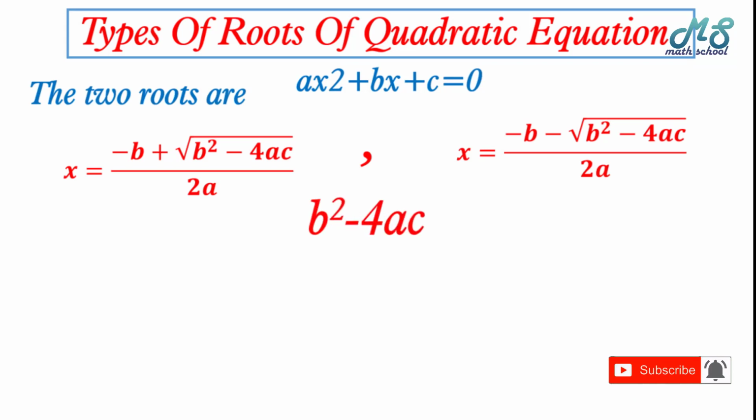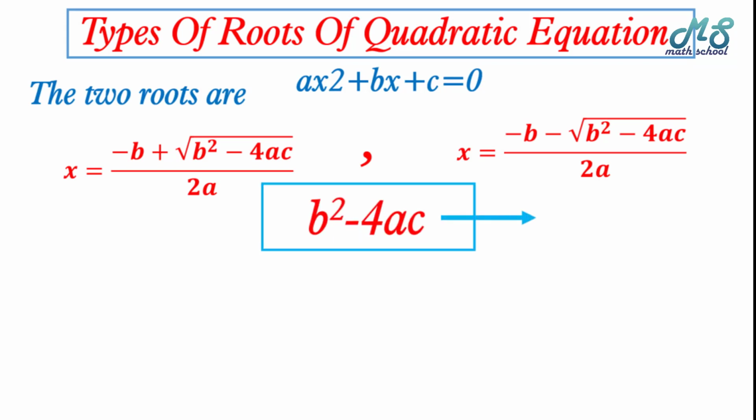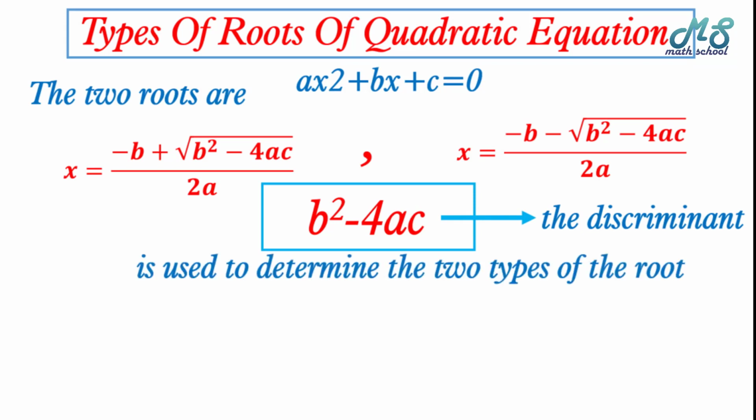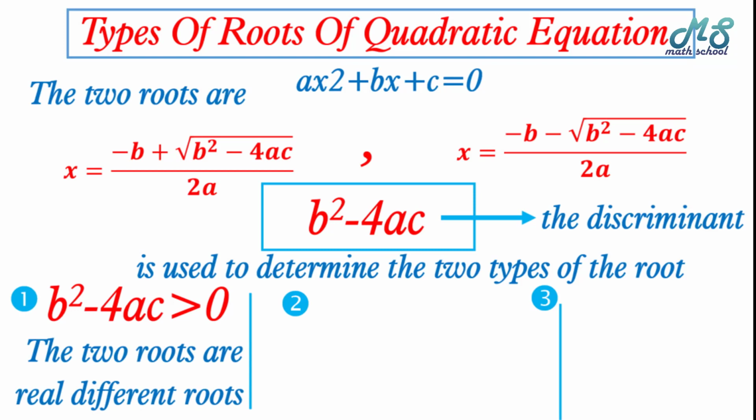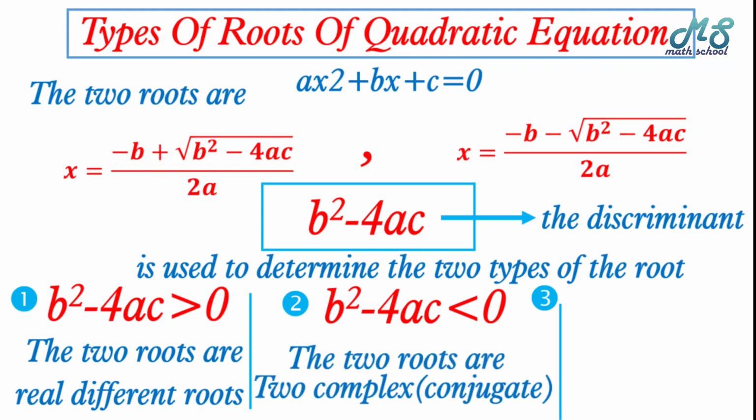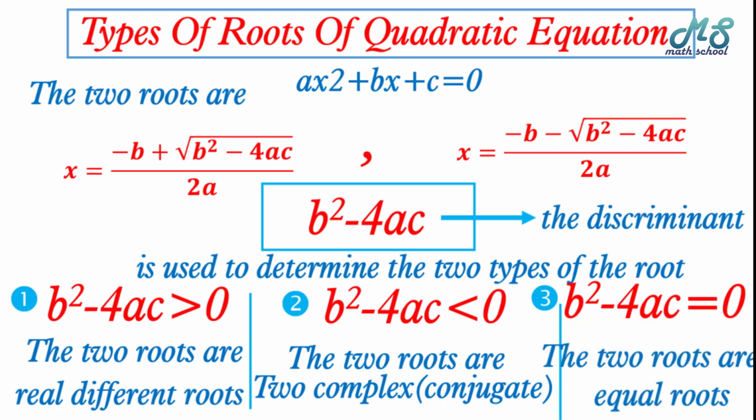The expression b squared minus 4ac is called what? Yes, it's called the discriminant. It is used to determine the types of the roots. We have three types. The first one, guys, if the expression b squared minus 4ac, which is a discriminant, is greater than 0, it's positive, the two roots are real different roots. But if it is negative, b squared minus 4ac less than 0, the two roots are two complex numbers. They will be conjugate numbers. The third, b squared minus 4ac equals 0. If the discriminant equals 0, the two roots are equal roots.